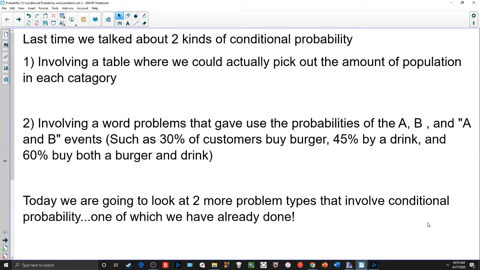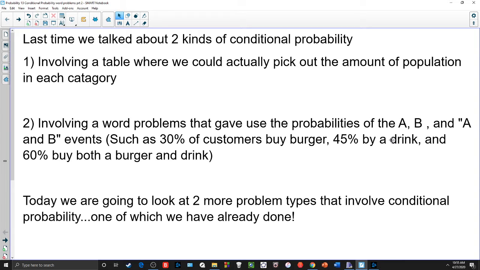We talked about one case where you have a table where you can pick out how many people represent each category. We had that table of independents, Republicans, Democrats, and how many people opposed, supported, or were neutral on the bill. Then we could figure out our conditional probability just by picking out the right numbers. We also had problems such as number 2 here, where we knew the percent of people that did part A, the percent that did part B, and the percent that did both, and we could figure out conditional probability using that.